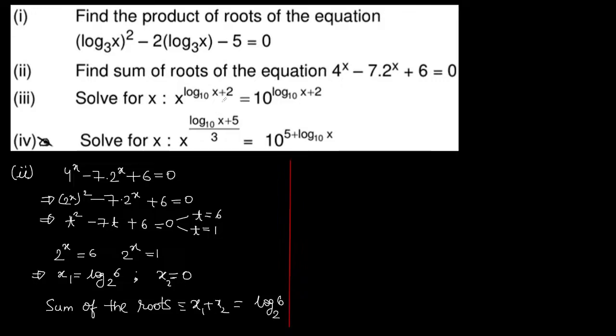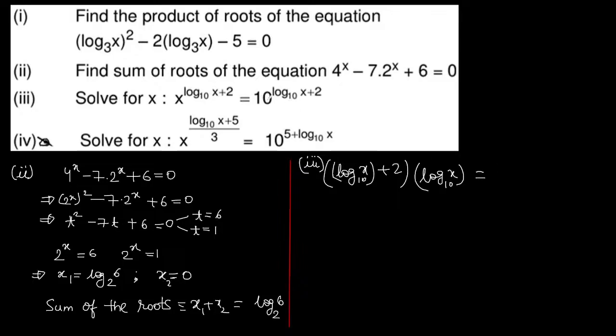Question number 3. It is log x base 10. This is alone and plus 2 is alone. Okay. We'll take log both the sides. Log base 10 both the sides. We'll get log x base 10 plus 2. It is alone. And we have log x base 10. It is alone.